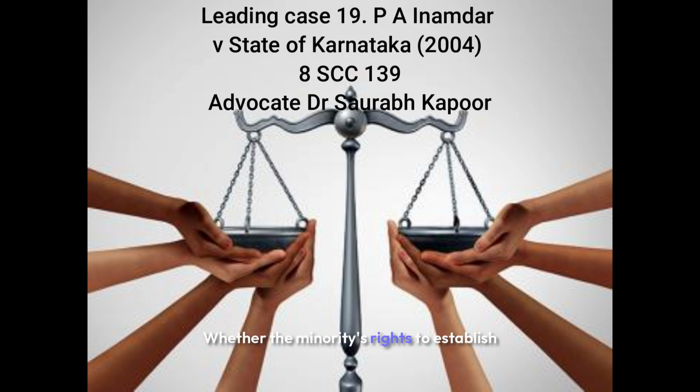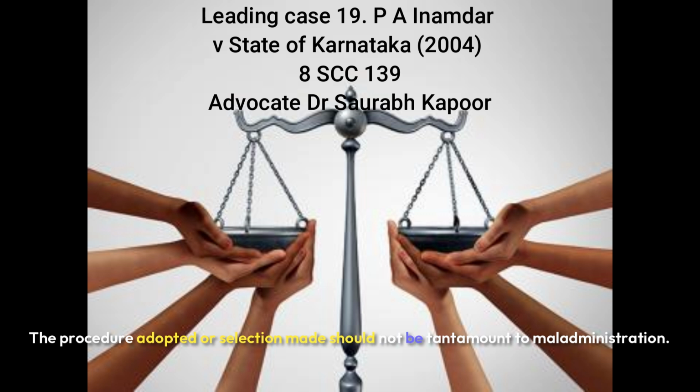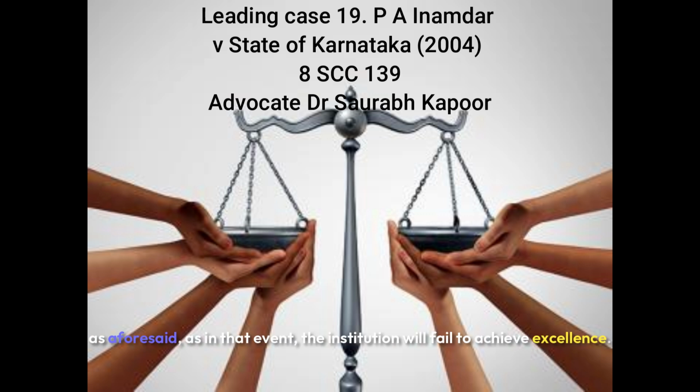2. Whether the minorities' rights to establish and administer educational institutions of their choice will include the procedure and method of admission and selection of students. A minority institution may have its own procedure and method of admission as well as selection of students, but such a procedure must be fair and transparent, and the selection of students in professional and higher education colleges should be on the basis of merit. The procedure adopted or selection made should not be tantamount to maladministration. Even an unaided minority institution ought not to ignore the merit of the students for admission, while exercising its right to admit students to the colleges aforesaid, as in that event, the institution will fail to achieve excellence.